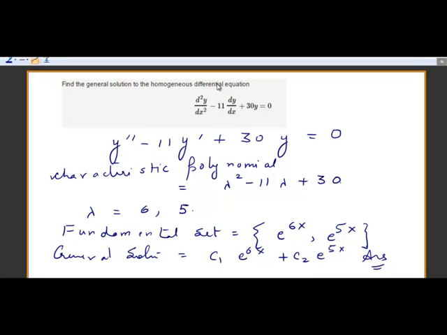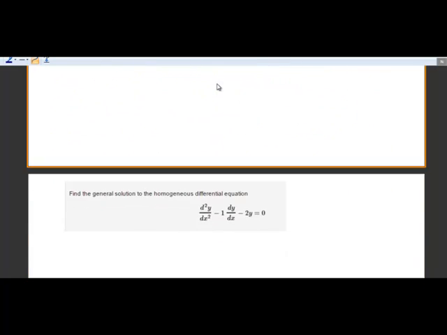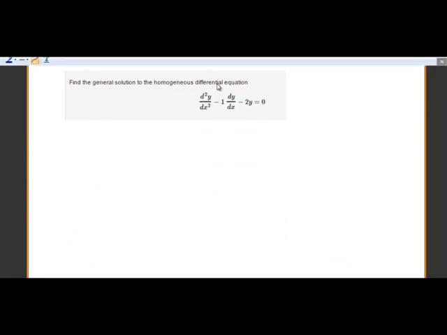So pretty straightforward. If coefficients are constant, you just find the roots and get the general solution. So is this example clear to everyone? Okay, let's move on to the next one. Okay, so let's see the next example. Find the general solution for the homogeneous differential equation y double prime minus y prime minus 2y is equal to 0.